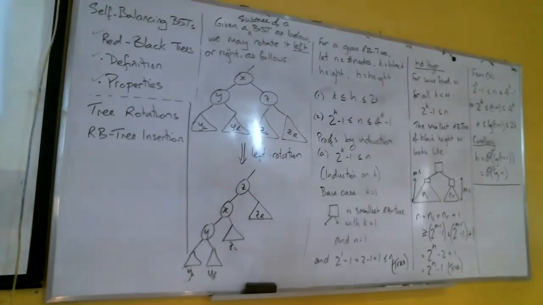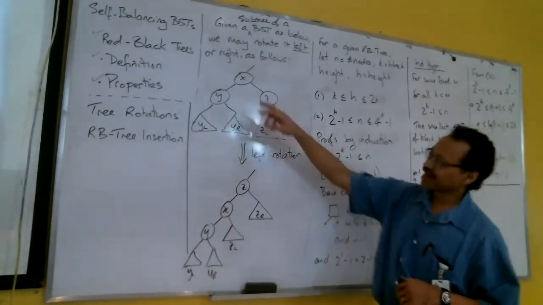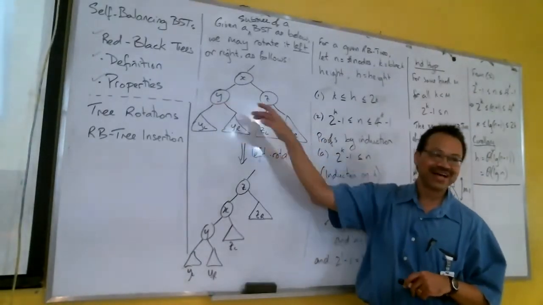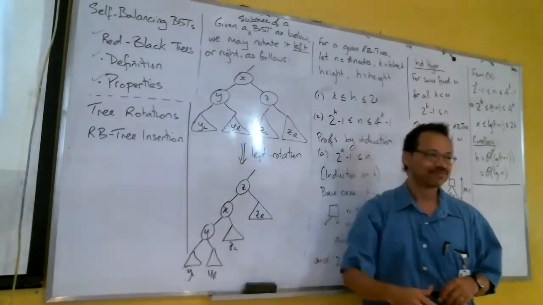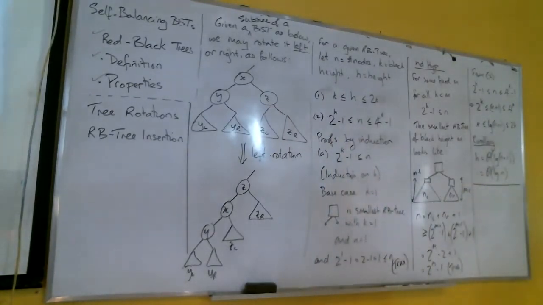The question was, will the value at the node of ZL have to be greater than Y? And the answer is yes, because X was already bigger than Y, and everything in ZL is bigger than X. So there we're using the total ordering, it's actually a partial ordering. As long as we have a partial ordering relation, that will be valid. Okay, so that's a left rotation.